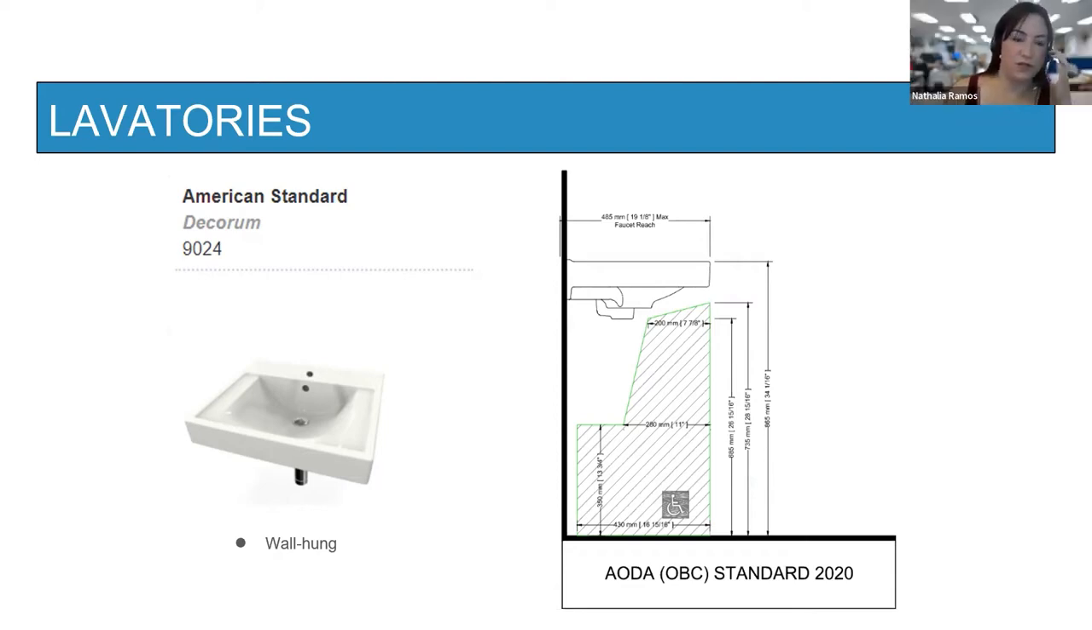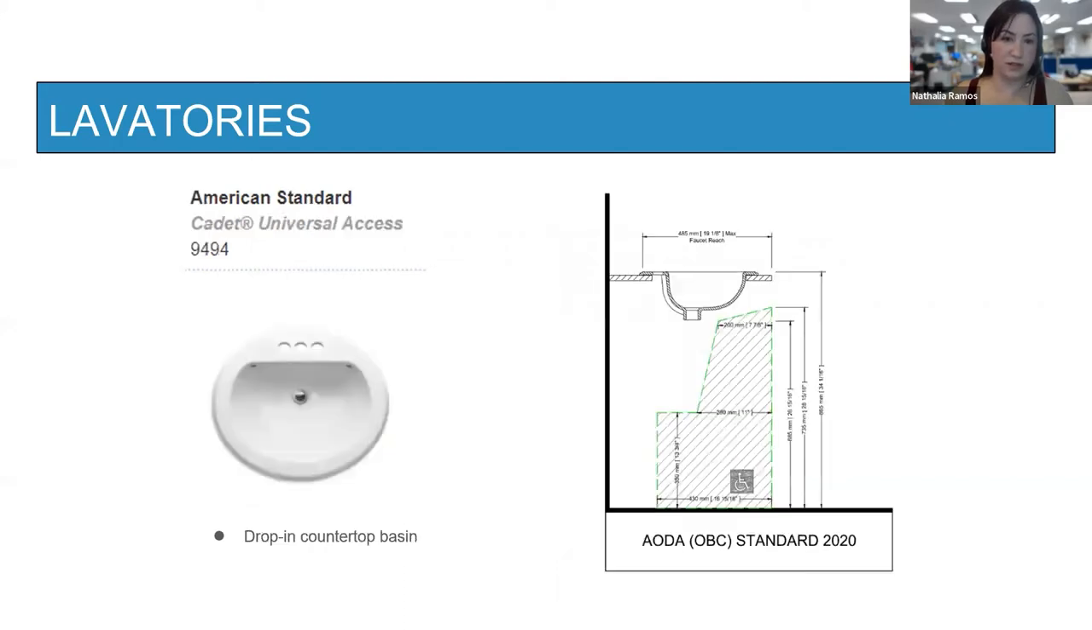So just to show you some options that we have of accessible lavatories, we have the wall-hung Decorum. As you can see here, it matches the compliance for under the sink. A drop-in countertop basin we have also is the Cadet, the Universal Access, the 9494. Also, you can see it complies.